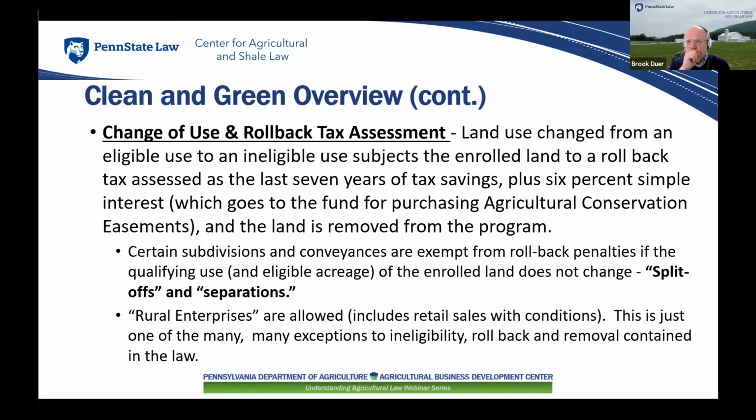So anyway, there are two kinds of conveyances that are of primary importance in the statute, and what we're here to talk about: split-offs and separations. We'll talk about what those mean in a second. Bottom line is split-offs bad, separations good. Split-offs generally mean you're going to get a rollback. Separations generally mean you're not. And we'll go to the definitions in a second. There's also a big exception.